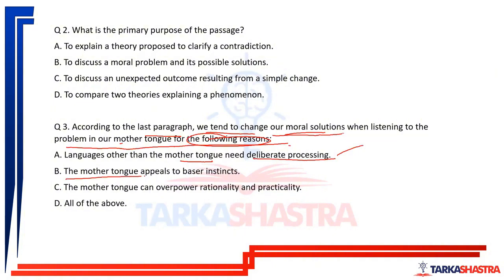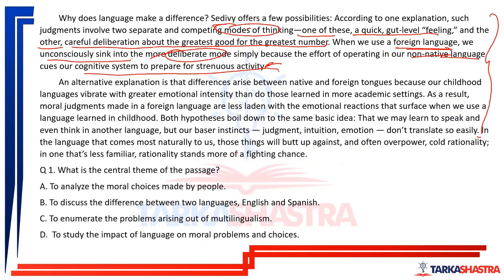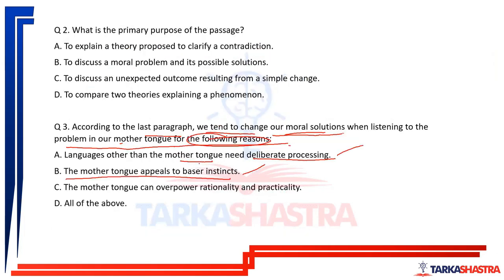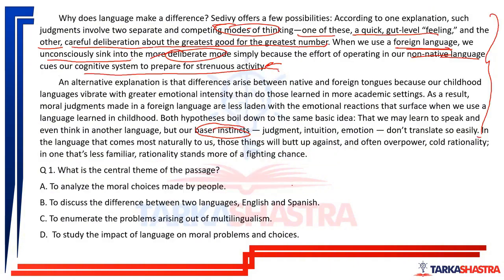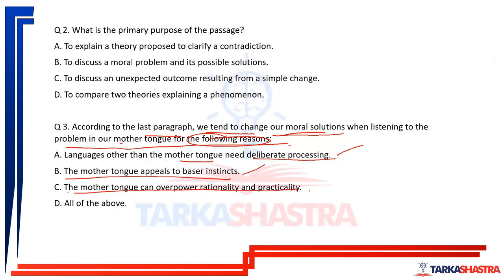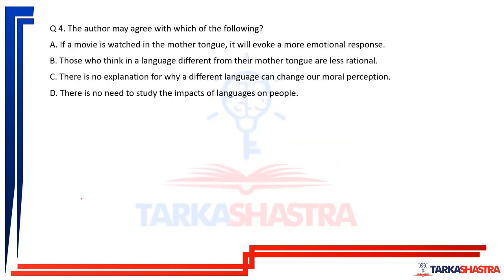Next, the mother tongue appeals to baser instinct. This also has been mentioned that the mother tongue is going to be more appealing to us because we tend to have some basic instincts associated with our mother tongue. And the mother tongue can overpower rationality and practicality. Yes, this also has been mentioned. So the correct answer is all of the above. Let's take a look at the next question.